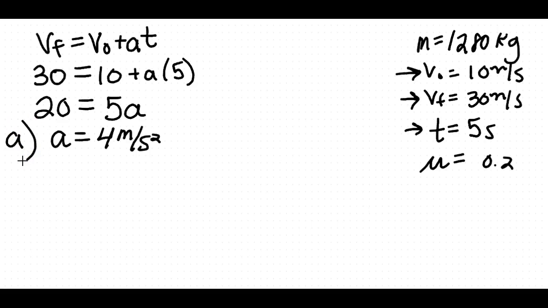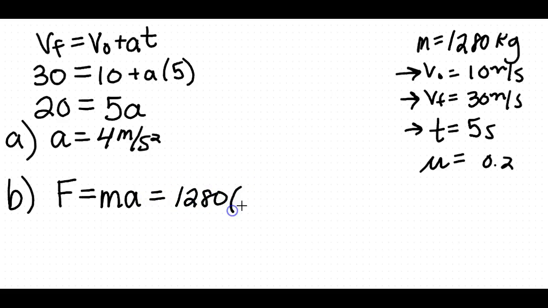Our acceleration is 4. All right, now the second part of the problem wants us to find the net force. So formula for net force is the sum of all the forces, but it is also F equals ma. All right, we know the mass is 1,280, and we just found the acceleration of 4. So 1,280 times 4, 5,120 newtons. That is our net force. And part B.